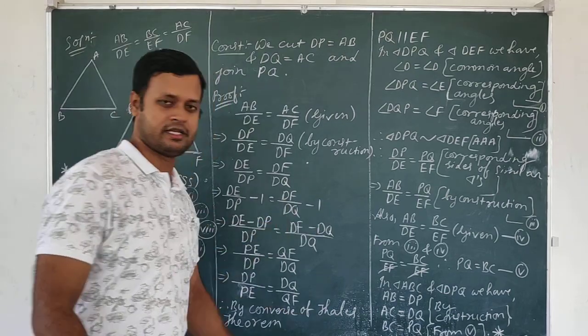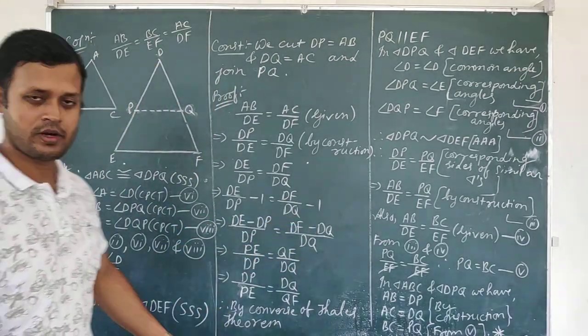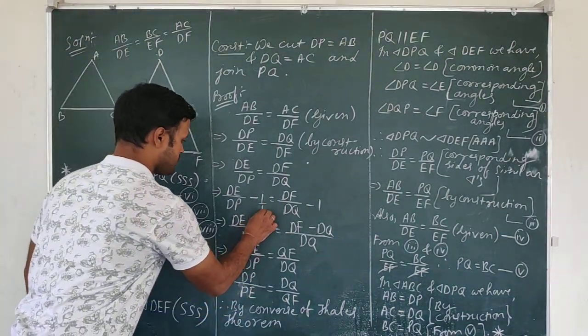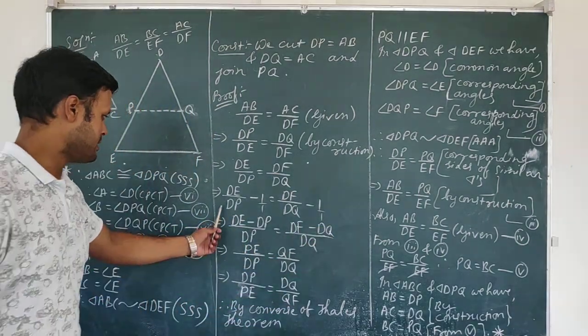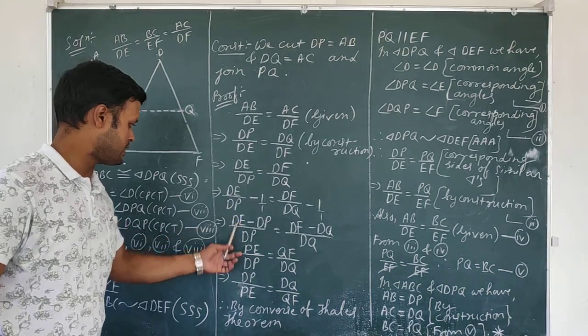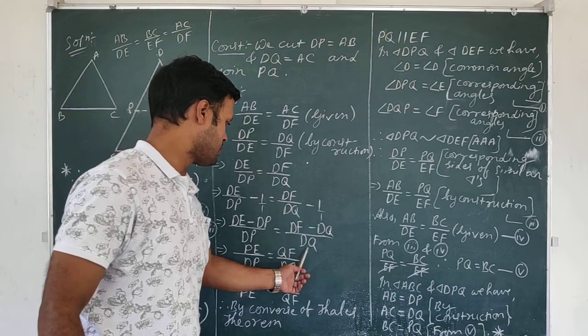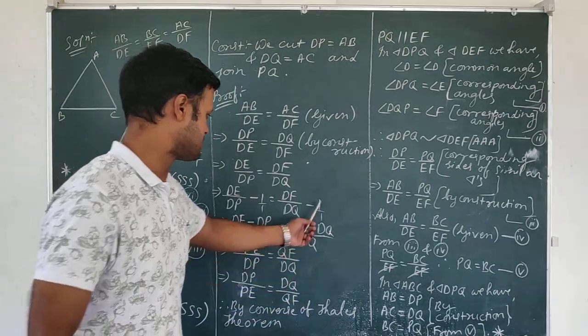On both sides, the left hand side and the right hand side, we will subtract 1. Why do we subtract 1? Below this one there is a DP, and below this one also there is a DQ. DP will go how many times in DE? One time, so DE by DP. DQ will go how many times in DF? One time, so DF by DQ.